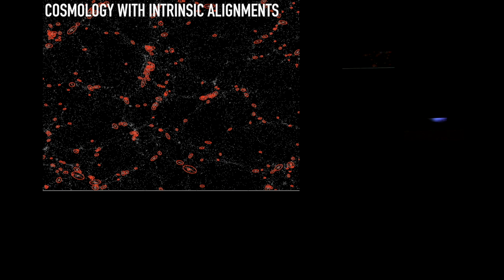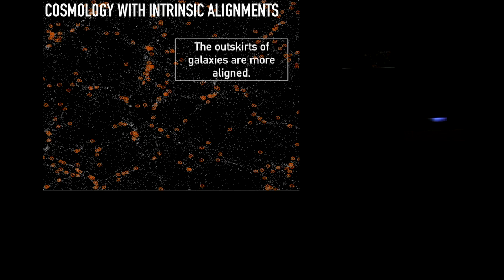So I'm going to flip between two different shape measurements, and you'll see the shapes changing a bit. In the first case, in the red case, the alignments are much stronger than in the second case, where we're weighting the inner region of a galaxy more, so they're a little bit more round. So the bottom line is the outskirts of galaxies are more aligned. And one can get different measurements of the alignments by doing multiple shape measurements of a galaxy.